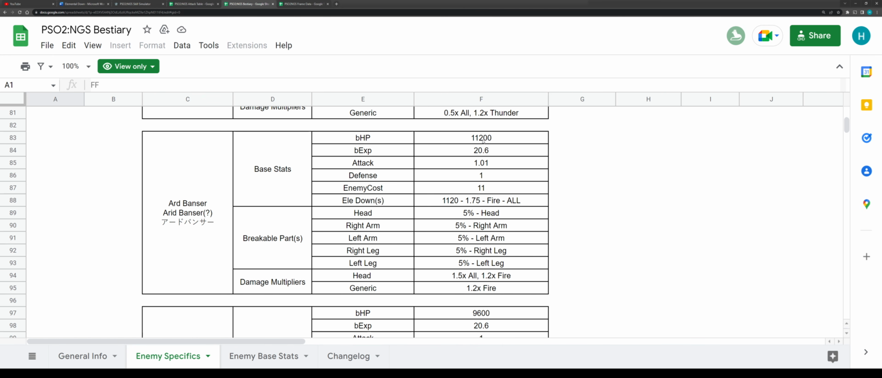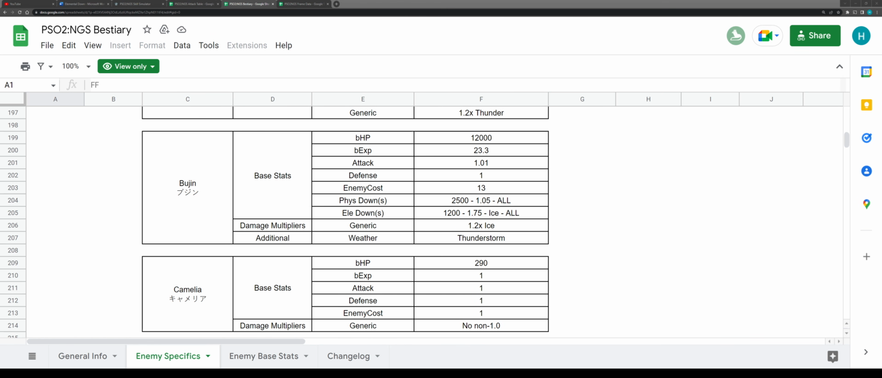Looking at the bestiary data, we can see that, in this case of Ard Bancer, it's got a base HP, so let's say if it's level 1, of 11,200 health. Its elemental down is a percentage of that, specifically 10% at 1,120. Moving down, let's look at Bujin. The reason why I wanted to call Bujin out is because it can be physically and elementally down. Ard Bancers just have the element, which leaves out physical. But once again, base health, level 1, 12,000. What do we see with elemental downs? 10%, 1,200. Now, physical down is a little higher at 2,500.